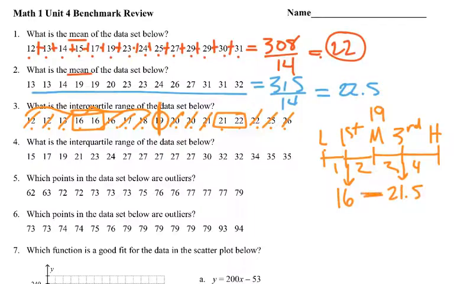Then for the interquartile range, we simply go 21.5 minus 16 to get 5.5 for our interquartile range. That's the answer we were looking for. Okay.